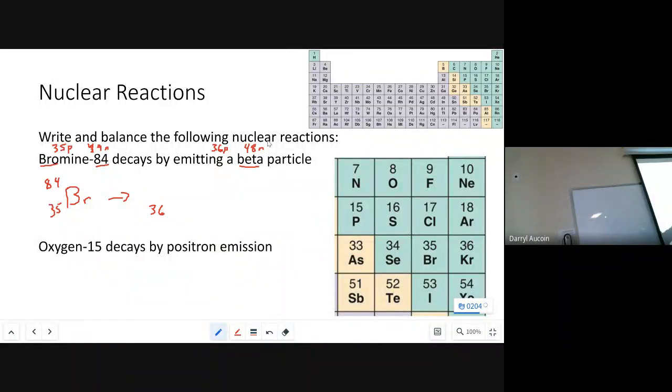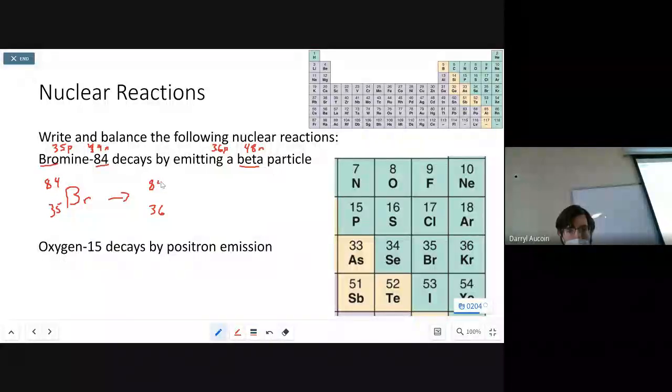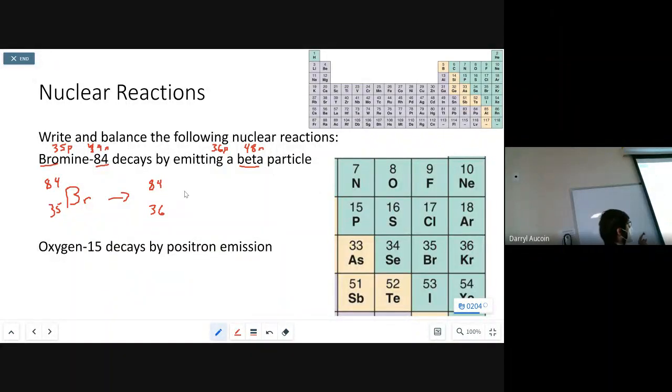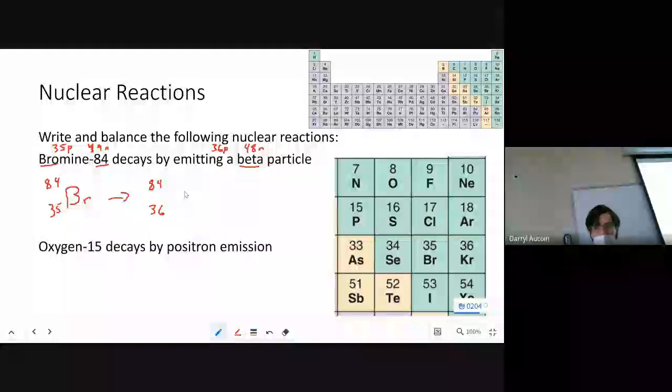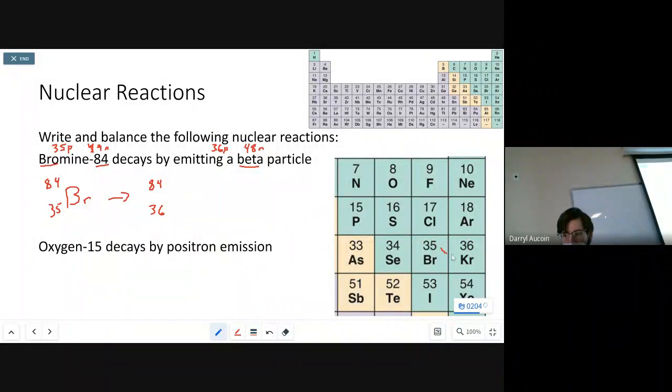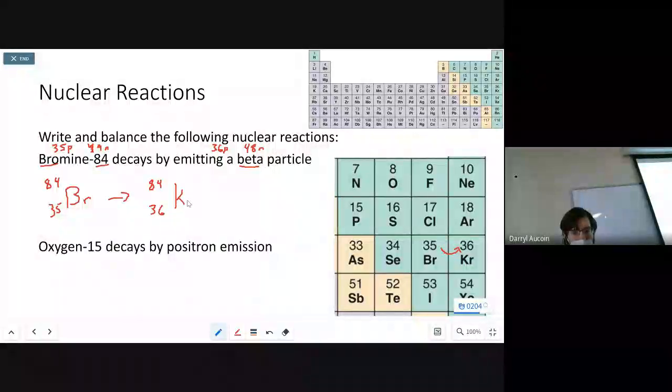But we can write out everything else too, right? The mass doesn't change when you work with betas, so we can leave that mass the same, this 84 right here. And our atomic number went from 35 to 36, up by 1. And we can check what element we're working with. We're working with bromine, so bromine's atomic number is going to go from 35 to 36. Our bromine is going to turn into a krypton, a Kr.